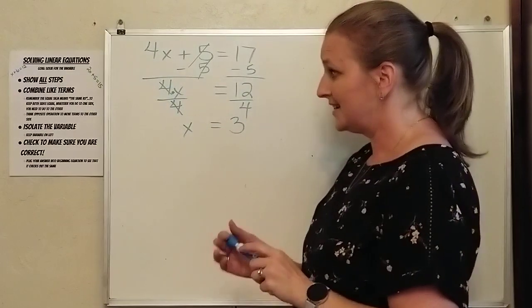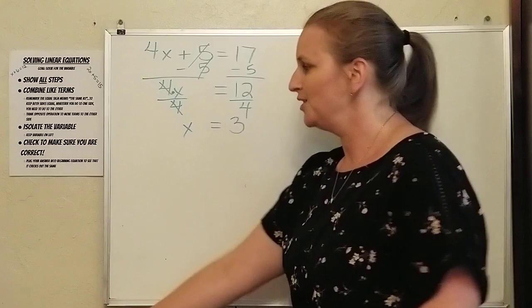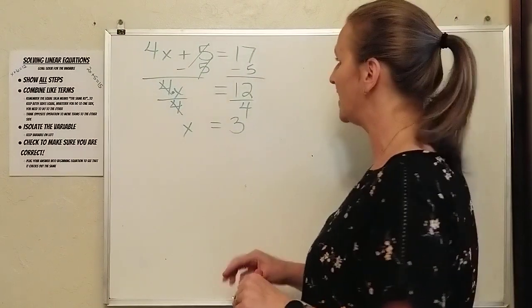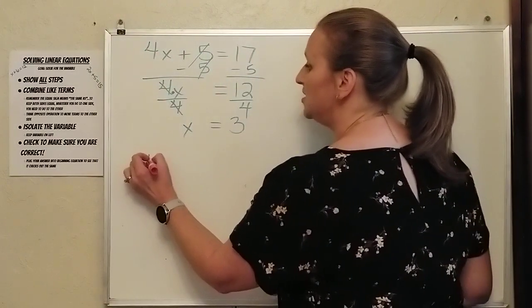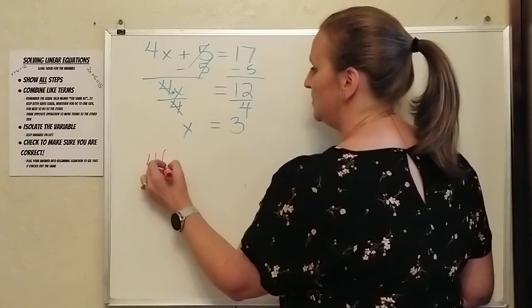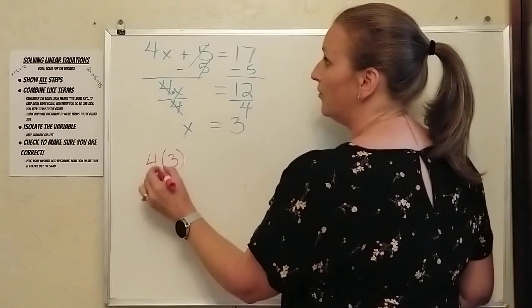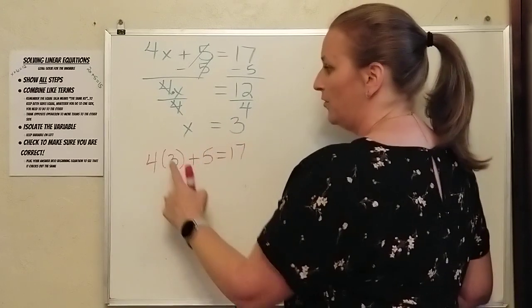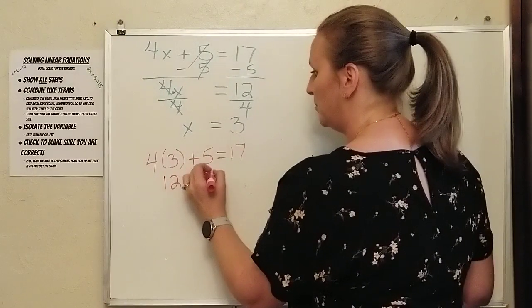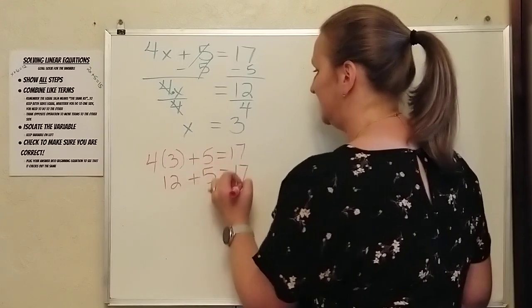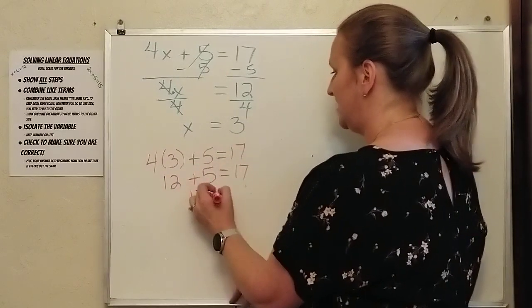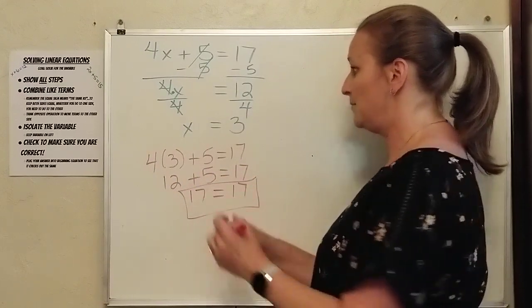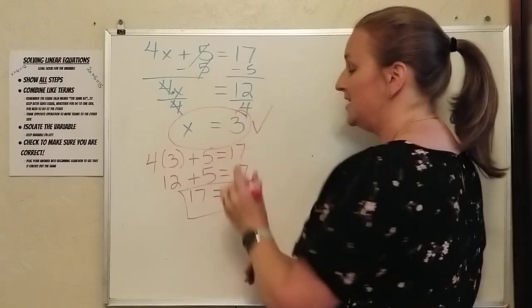Okay, I've solved that. Now I want to check to make sure that it is correct. That's the great thing about algebra. You can go back and check to see if your answer is correct. We're going to rewrite the original equation. In place of x, we're going to substitute our answer 3. 4 times 3 plus 5 equals 17. 4 times 3 is 12, plus 5 equals 17. 12 plus 5 is 17 equals 17. And yes, that is equal. They are the same. That shows us that our solution is correct.